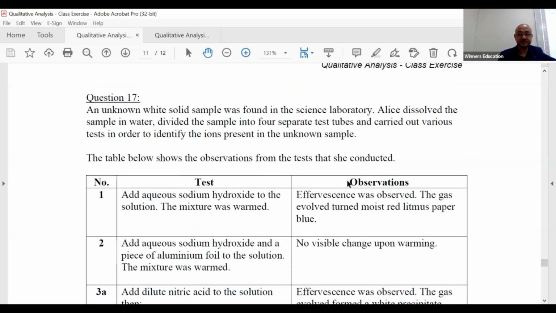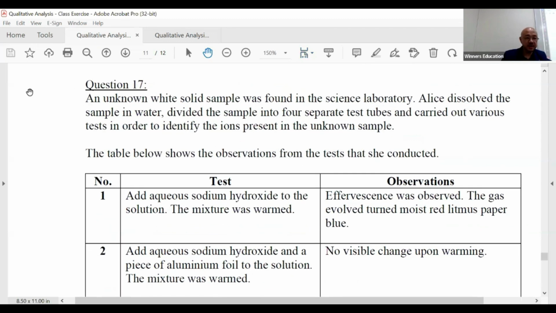Let's start. Okay, so in the lab, you're given an unknown white solid sample. So they give you some powder, all right? Was found in the science lab. Alice, this girl, dissolved the sample in water. So it's first of all a soluble salt, which I mentioned before, it must be soluble, else you cannot test.